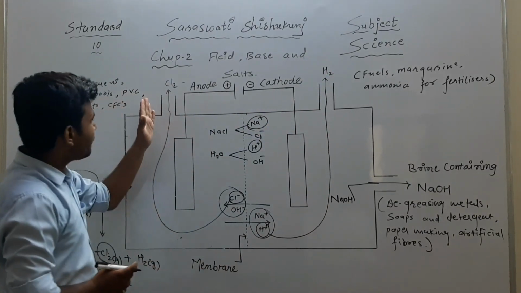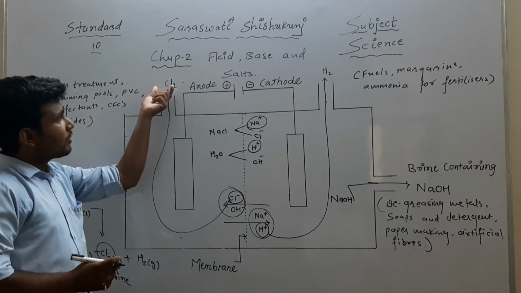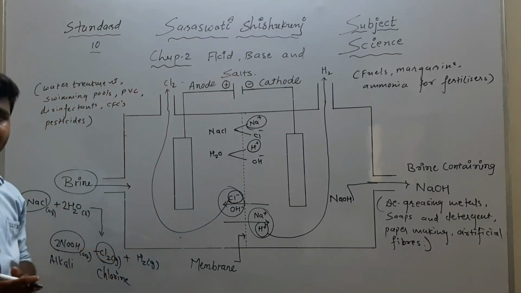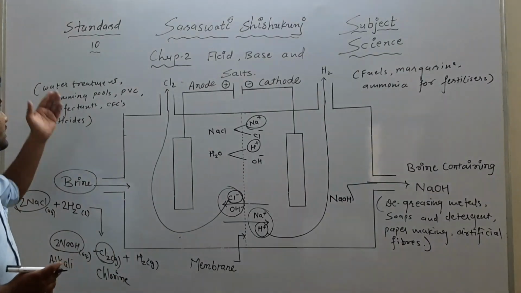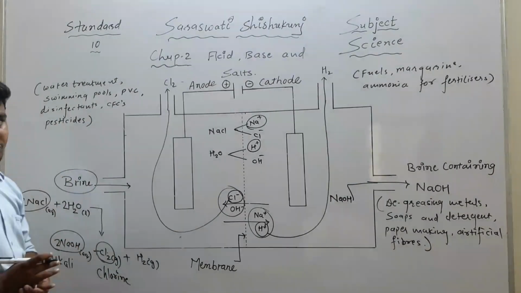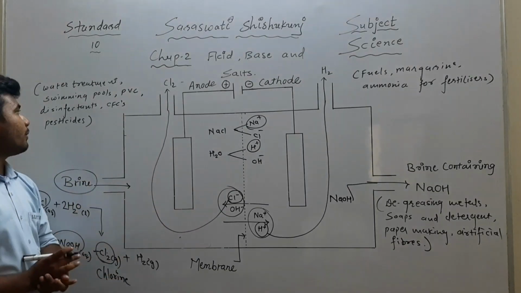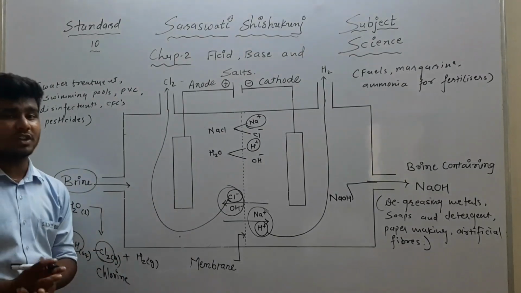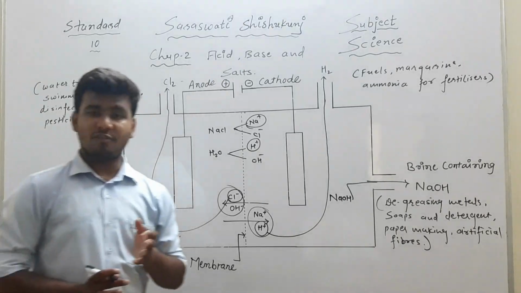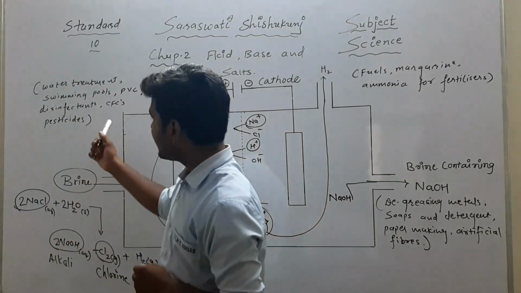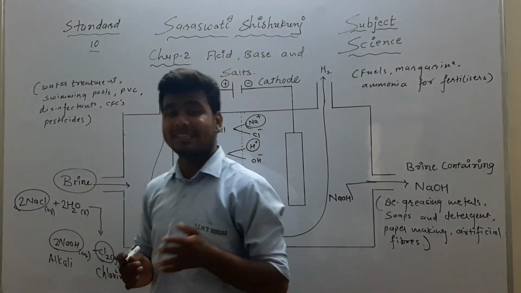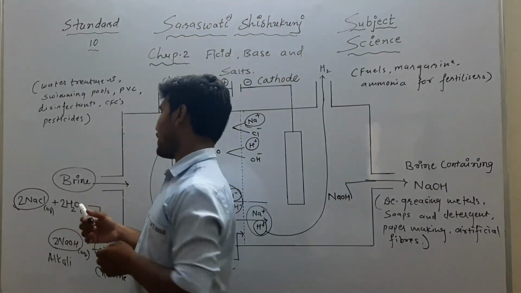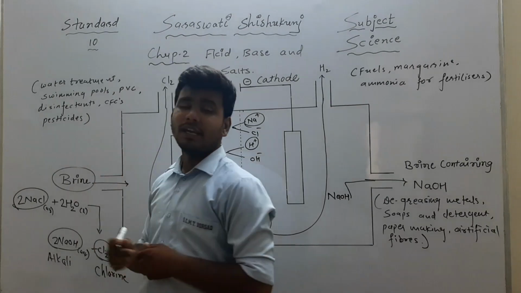Now, the form of chlorine here is diatomic. This chlorine is used for different purposes that we know. It is used in water treatment to purify the water, in swimming pools, and in PVC. PVC means polyvinyl chloride, used in the preparation of PVC pipes. Then it is also used as a disinfectant, in CFCs, that is chlorofluorocarbons, and also in the preparation of some pesticides.